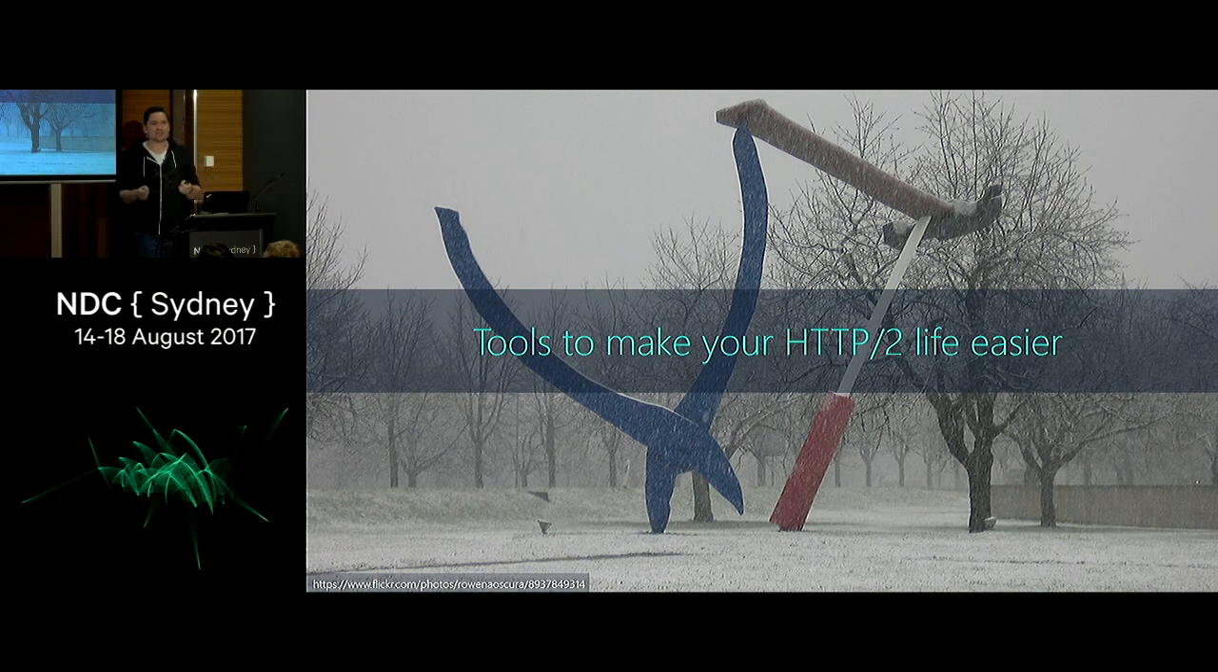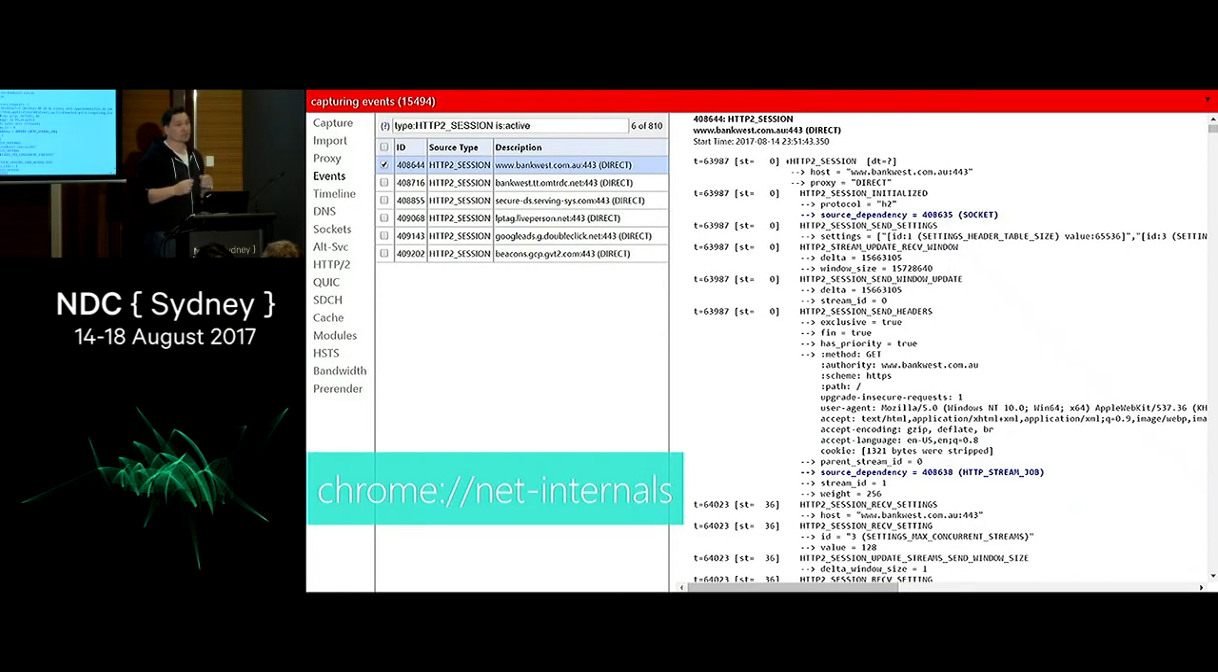So hopefully at this stage, you've said HTTP2 can really solve some of the problems that I have. So here's a couple of tools that will help make your life a little bit better. Chrome internals, absolutely fantastic. It will let you browse all of the HTTP2 traffic and see frame by frame what's sending across the wire. So this should be your bread and butter on a day-to-day basis.